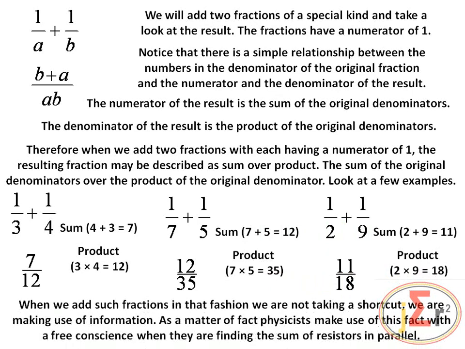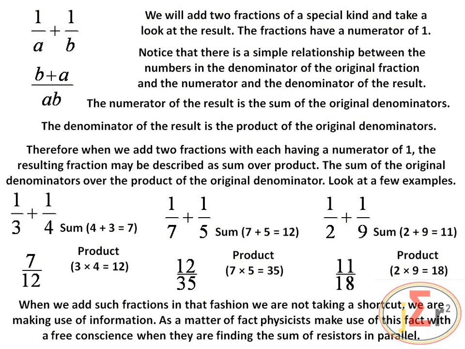When we add such fractions in that fashion, we are not taking a shortcut. We are making use of information. As a matter of fact, physicists make use of this fact with a free conscience when they are finding the sum of resistors in parallel. So this has a direct application in the principles of physics. Therefore, we should not consider it to be a horrible shortcut.